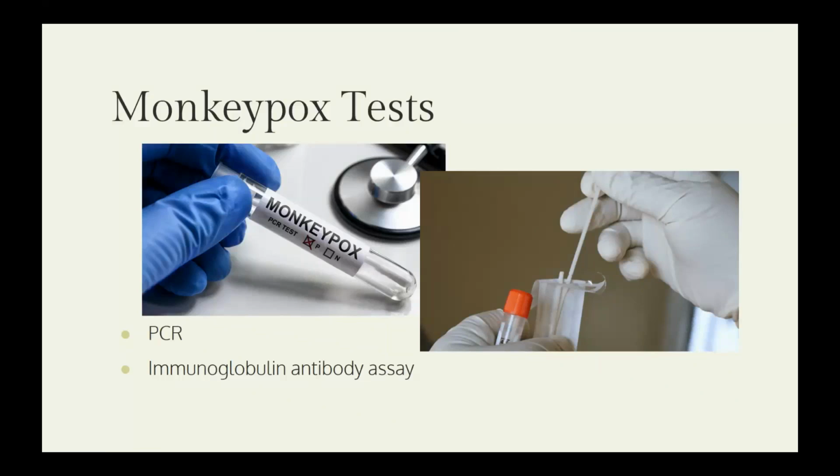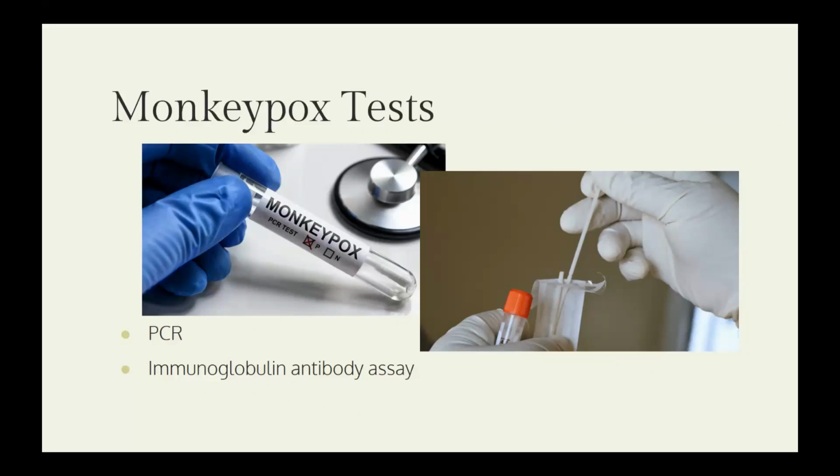There are two tests available for monkeypox: the PCR, or polymerase chain reaction, and an immunoglobulin antibody assay. The PCR specifically detects the DNA polymerase gene called Copenhagen, or COP, specifically the B5R gene. This is specific to monkeypox or orthopox viruses overall. It's only valid to diagnose acute monkeypox infections, but not after the infection has cleared. The sensitivity of the PCR is approximately 95 to 98%.